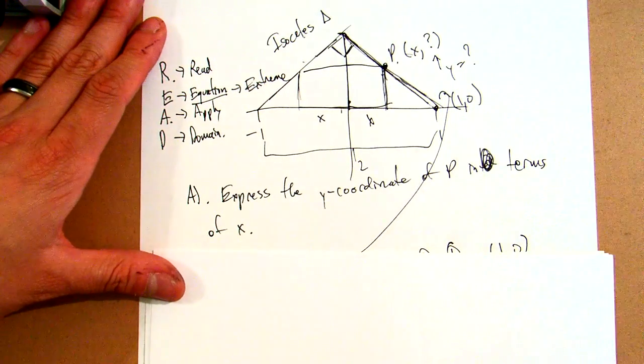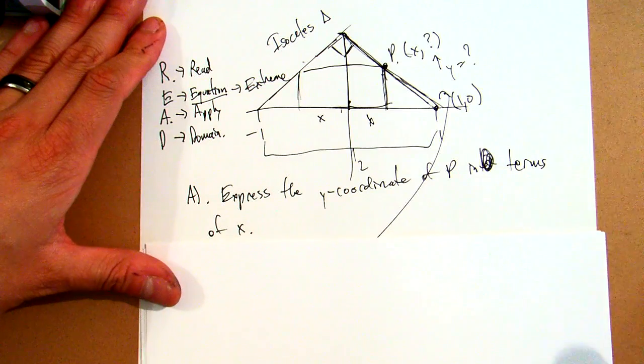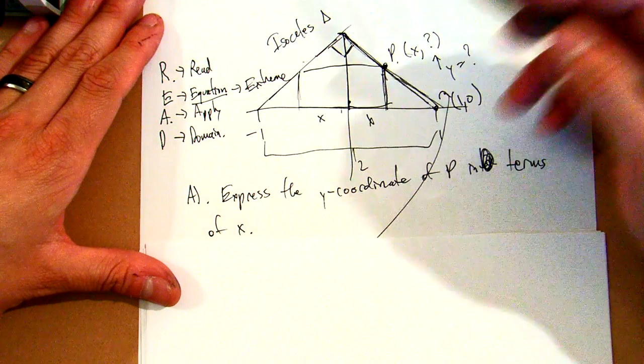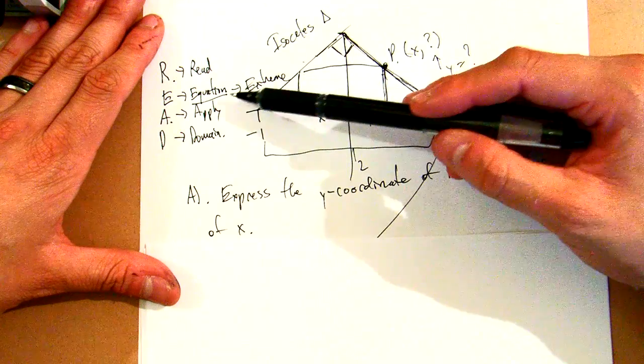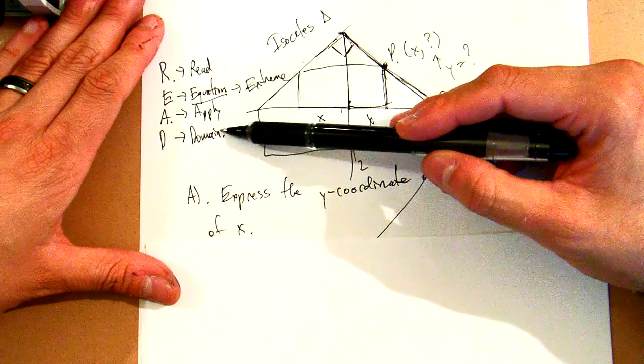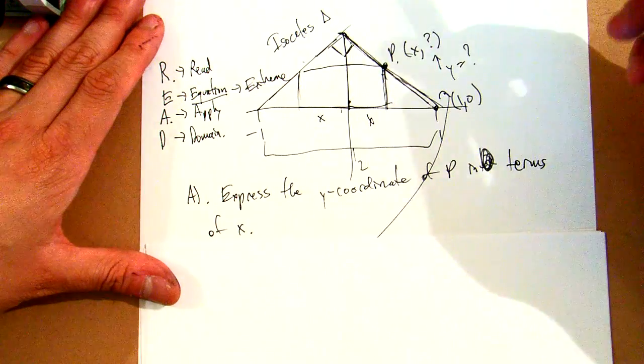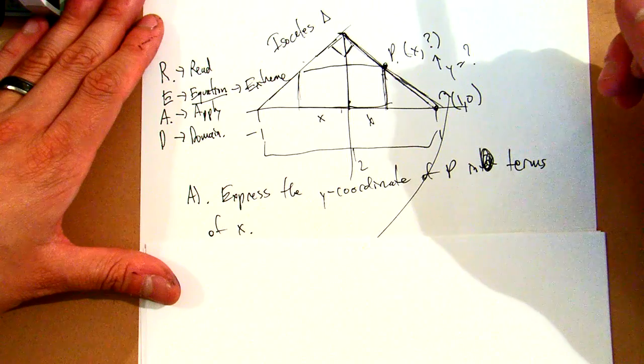So we're going to look at the following items on this one. We're going to go through the process here. It's called read. We're going to read, find the equation and the extrema, and then we're going to apply our knowledge, and then we're going to find the domain of the function and make sure that our answer works.